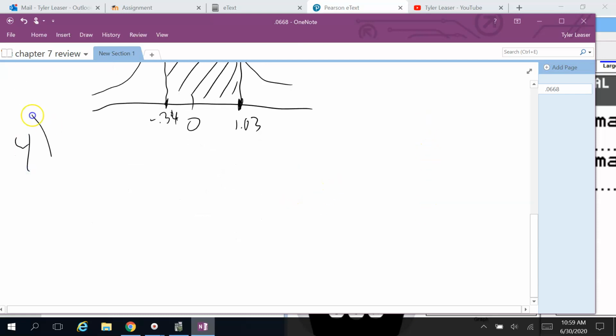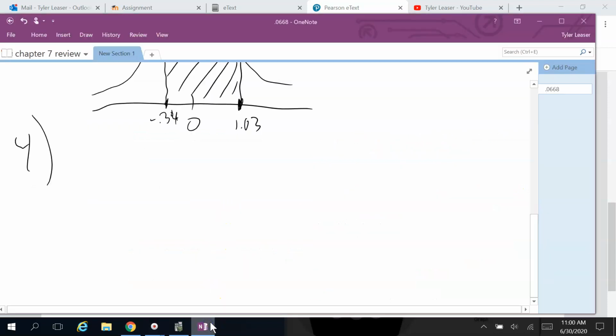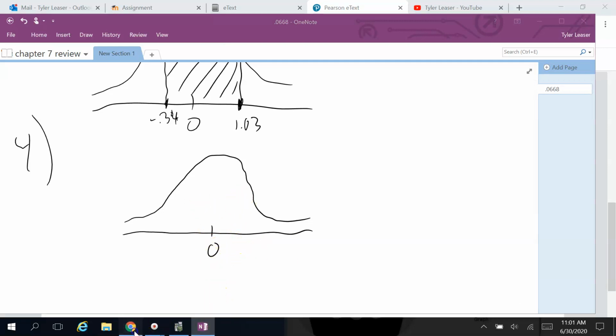Okay, 4. With number 4, it's a little bit different. So 4 here: find the z-score such that the area to the right of the z-score is 0.483. For this one, we're not finding the area under the curve. In fact, we're given the area. For this one, we're trying to find the cutoff for that area. We're still looking at the standard normal distribution, so the z-score thing with the mean 0, standard deviation 1.